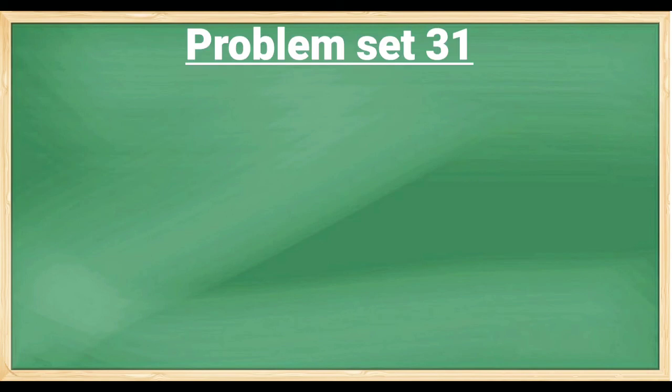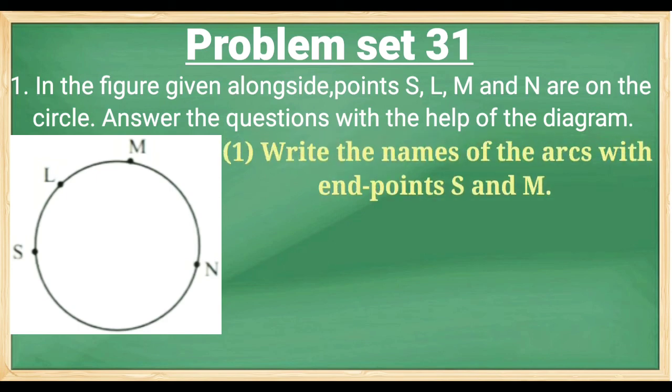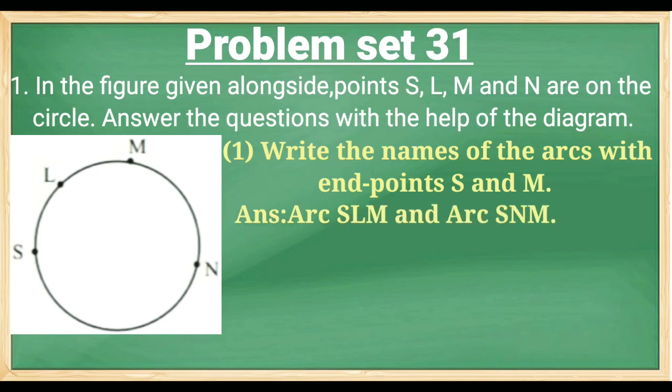Based on this, let's try to solve problem set 31. In the figure given, points S, L, M and N are on the circle. Answer the questions with the help of the diagram. Question 1. Write the names of the arcs with the endpoints S and M. So the arcs with endpoints S and M will be arc SLM and arc SNM.